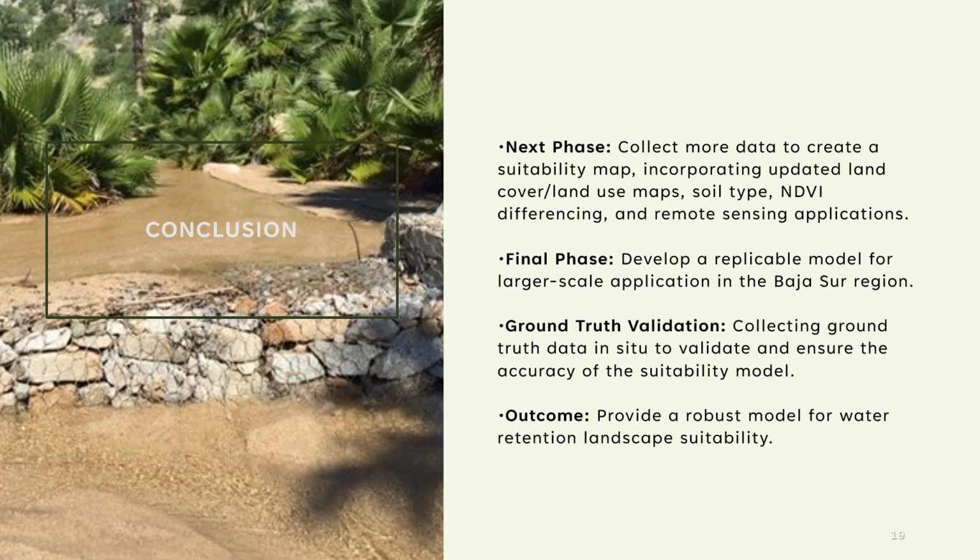The current project analysis will lay the path for the next phase where more data will be collected to create suitability maps with parameters that include land cover assessment using updated land cover land use maps as a weighted overlay, also soil type data, NDVI differencing, and other remote sensing applications. The finished project, phase 3, will lead to a replicable model that can be applied on a larger scale to be used in the Baja Sur region. Ground truth data collection for supplemental validation will be the last step for creating an accurate suitability model.